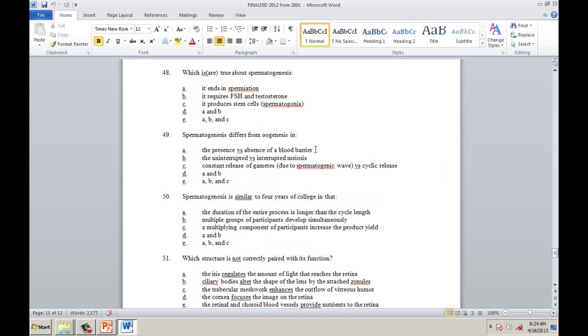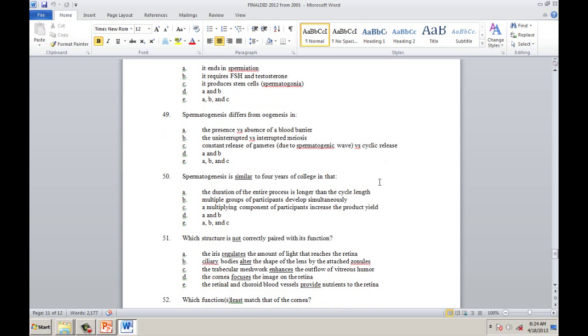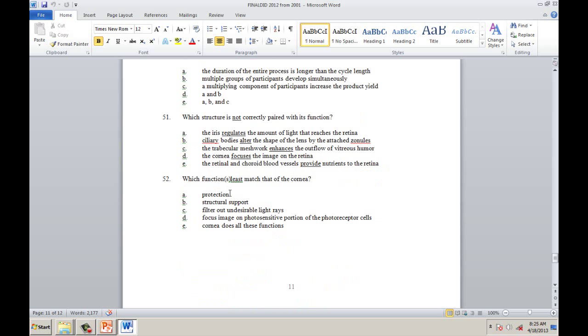Spermatogenesis differs from oogenesis in the presence or absence of the blood barrier. True. It's in the male, not in the female. Interrupted or continuous meiosis. True. Interrupted in the female, continuous in the male. A constant release of gametes due to the spermatogenic wave versus the cyclic release. True. In the male, it's a constant release of sperm somewhere in the tubules, and a cyclic release in the female.